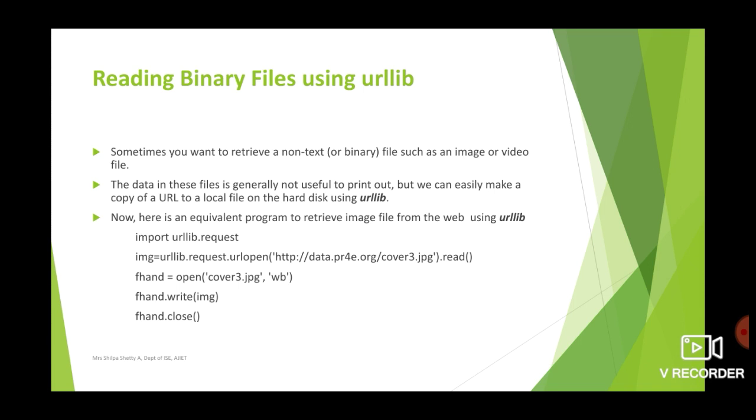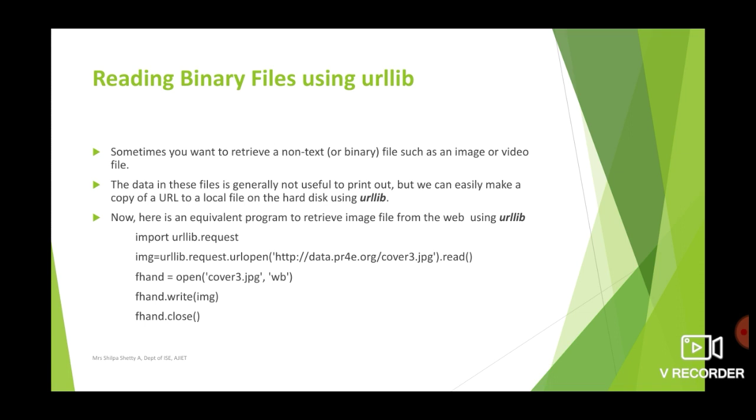Sometimes you want to retrieve a non-text or binary file such as an image or video file. The data in these files is generally not useful to print out, but we can easily make a copy of a URL to a local file on the hard disk using urllib. That is the library provided by Python. So here we have a simple program to retrieve an image file from the web using urllib. In the earlier program we discussed how to retrieve a text file. Here we will discuss how to retrieve a binary file, which in this case is an image.